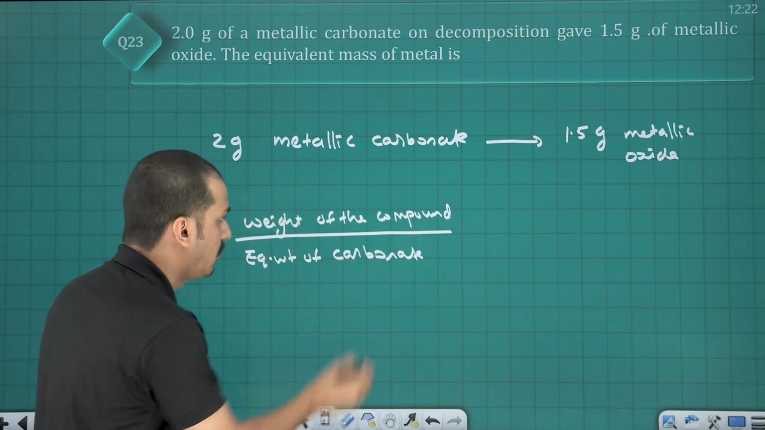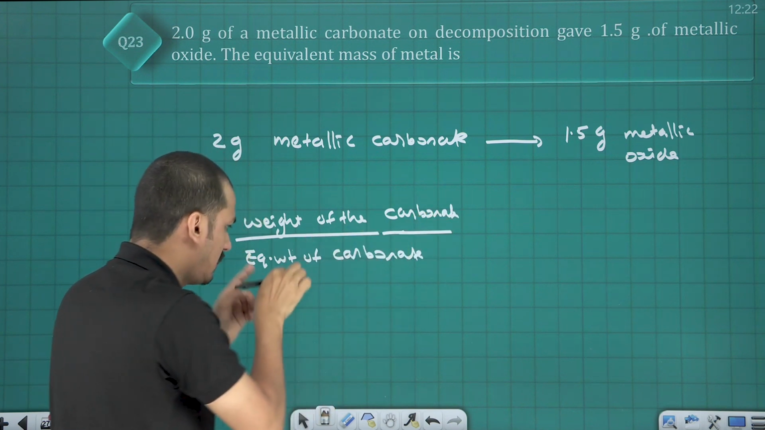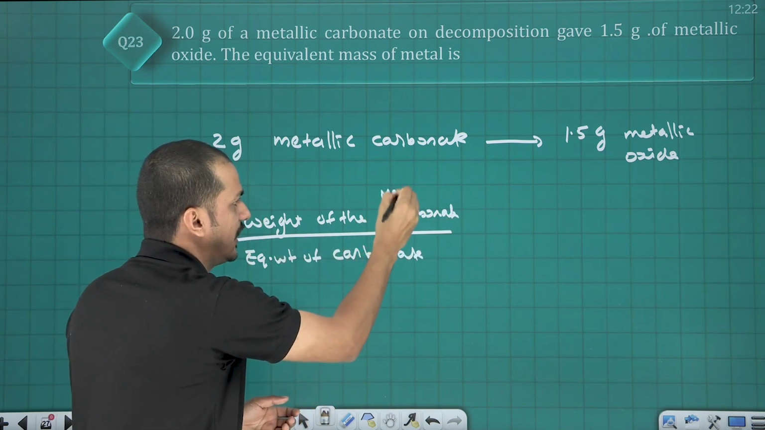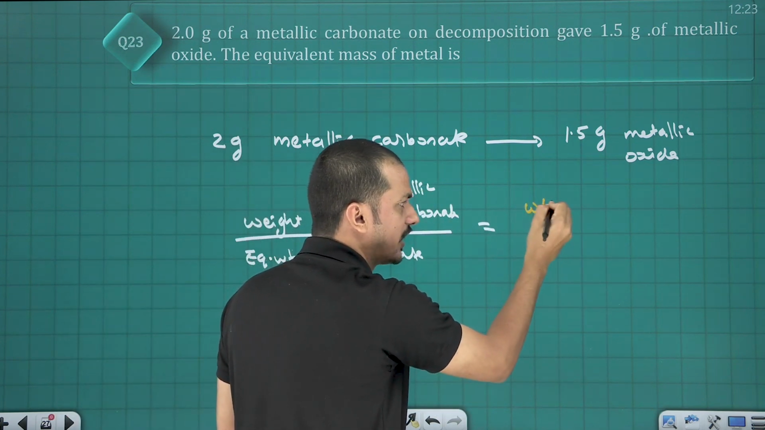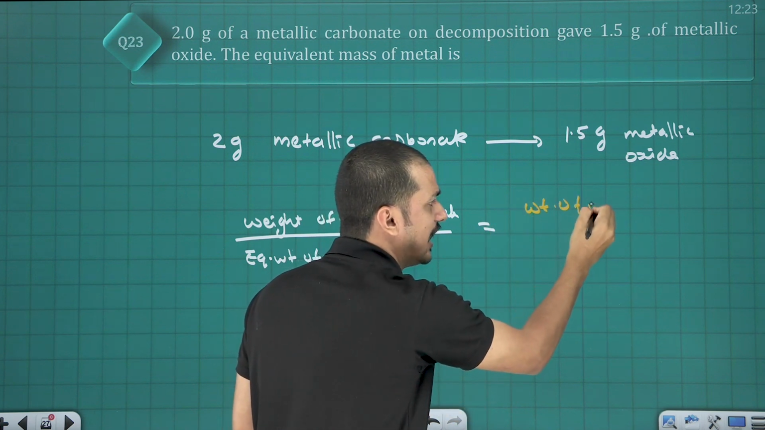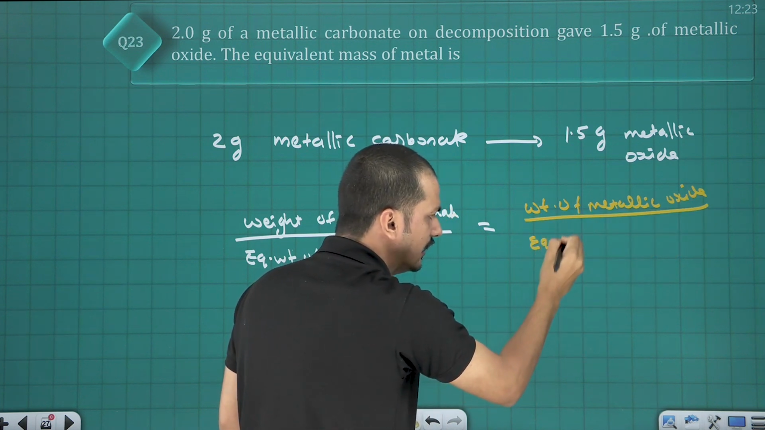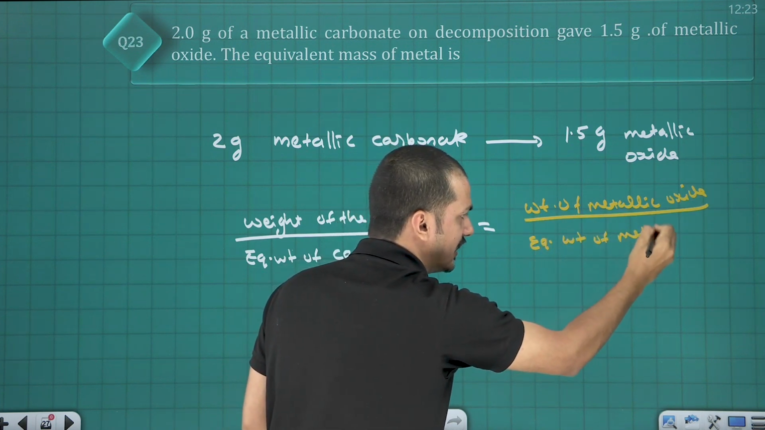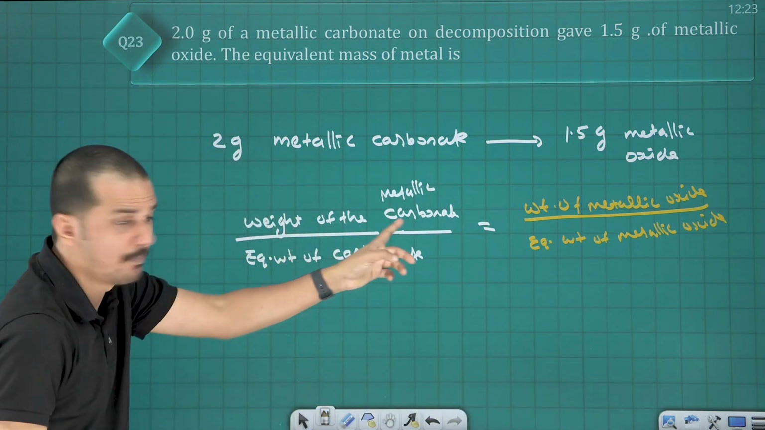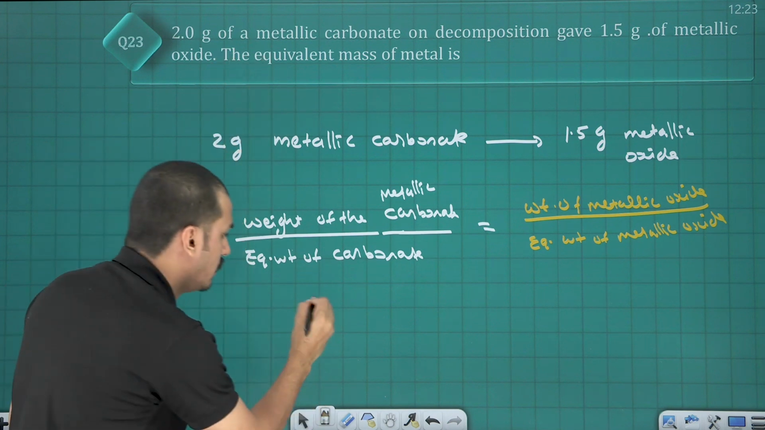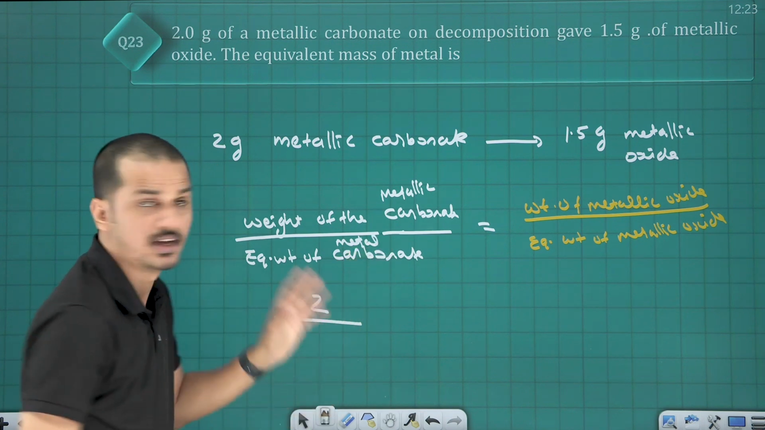Weight of the compound, here the compound is carbonate. So weight of the metallic carbonate divided by equivalent weight of carbonate is equal to the same way, weight of metallic oxide divided by equivalent weight of metallic oxide. What is the weight of metallic carbonate given in the question? 2 gram.